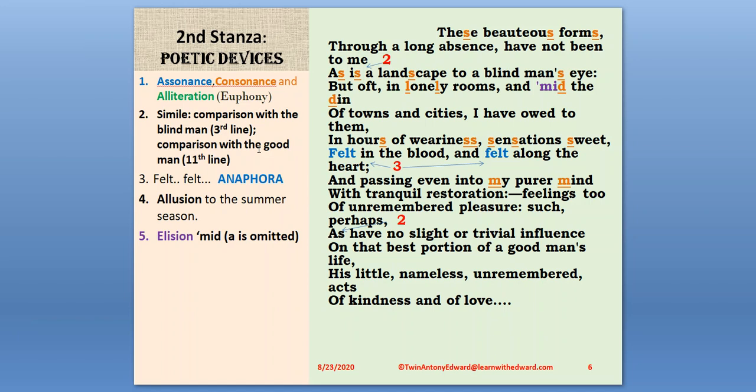The poetic devices. "These beauteous forms," consonants; "as is a landscape," consonants; "lonely," "mid-din," consonants. And that is a comparison, "as is a landscape to a blind man's eye," where "as" is used, a direct comparison, simile it is. And then again, in the last few lines, "as have no slight or trivial influence."